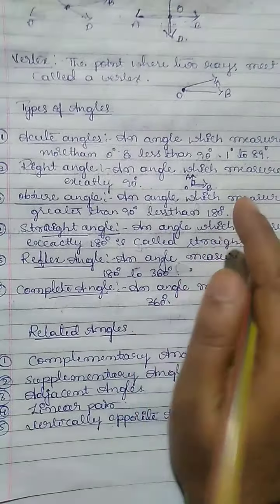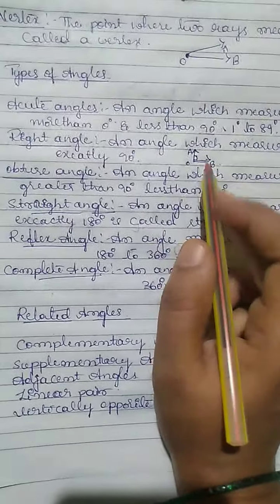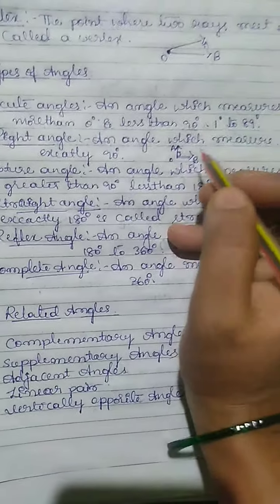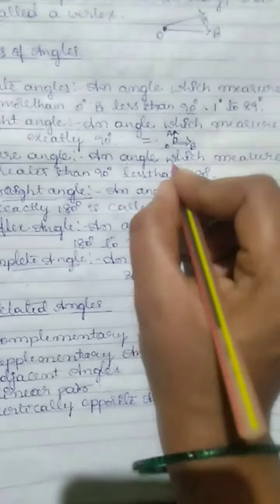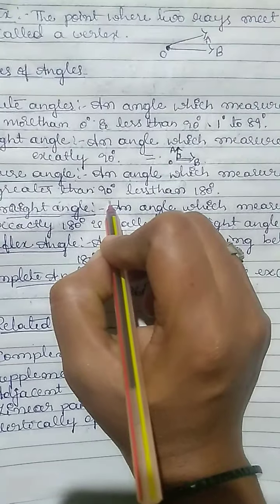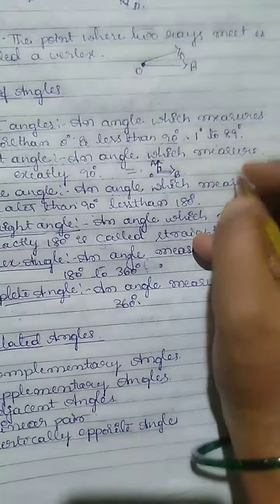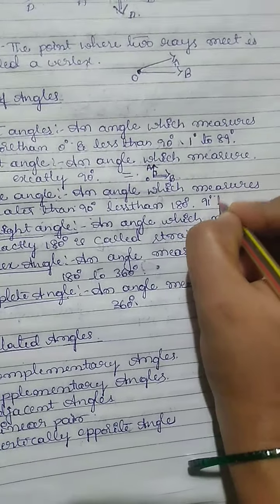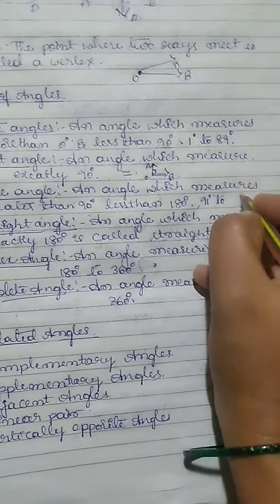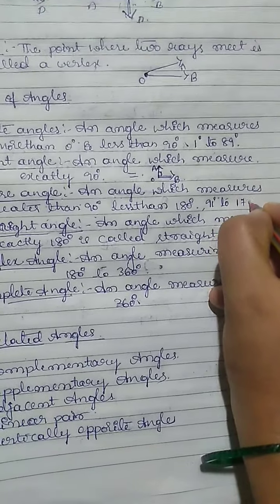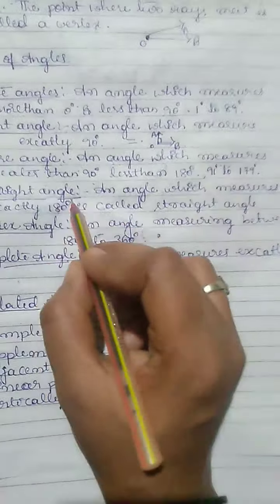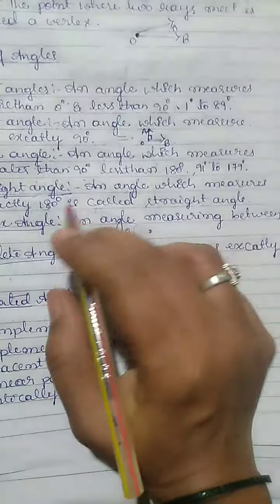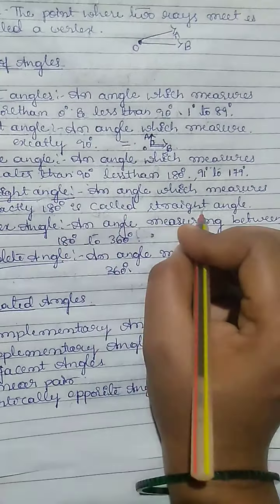Yes, protractor we use to measure angle. If you measure an angle using a protractor and it gives 90 degrees, it is a right angle. Next one is obtuse angle. An angle which measures greater than 90 degrees and less than 180 degrees. Greater than 90 means 91 degrees to how much? 91 degrees to 179 degrees, obtuse angle. Next, straight angle means an angle which measures exactly 180 degrees is called a straight angle.